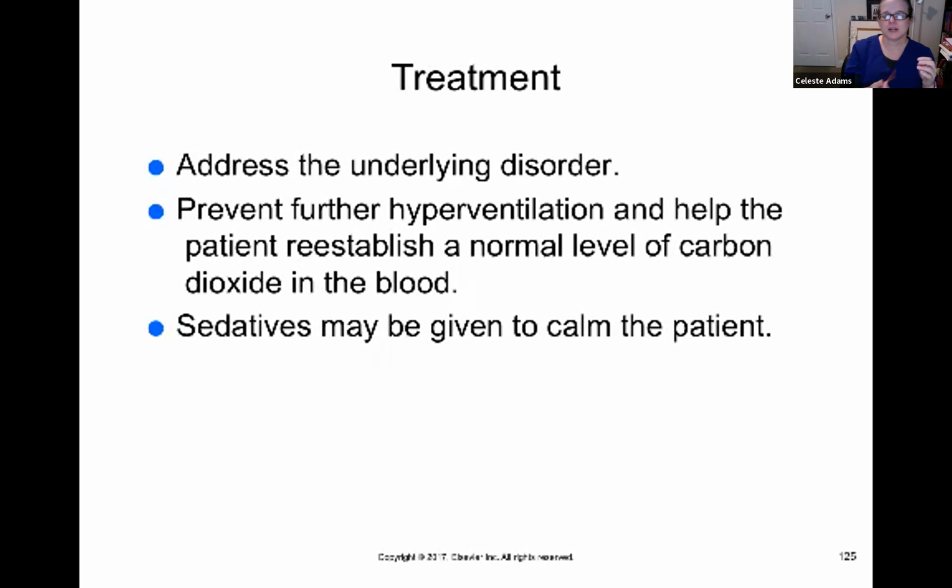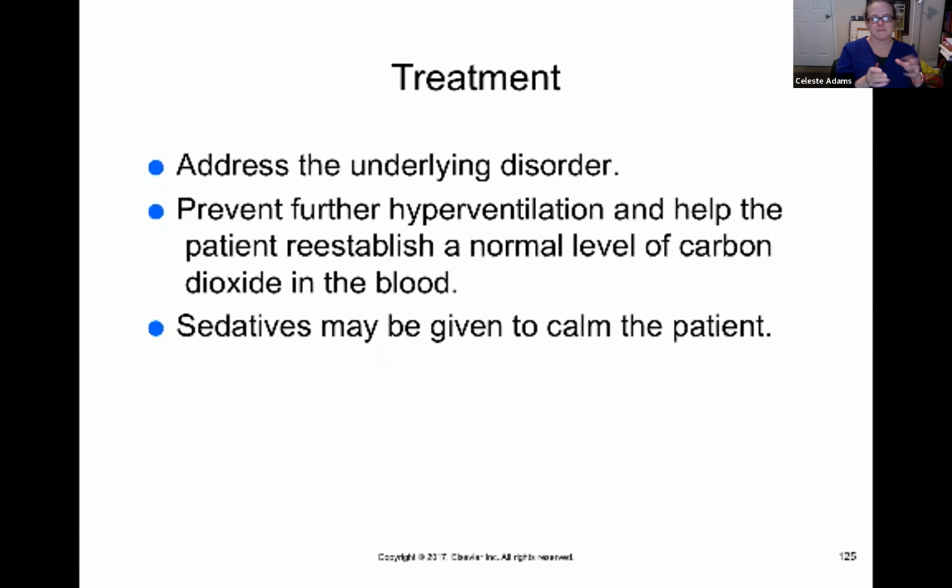Prevent further hyperventilation and help the patient reestablish a normal level of carbon dioxide in the blood. We're going to do everything we can to stop that hyperventilation. Sedatives may be needed to calm the patient. However, we have to be careful because we don't want to oversedate them, because then we may put them in respiratory acidosis. If we oversedate them, they're not breathing, then they're retaining too much CO2, and then we've got another problem on our hands.